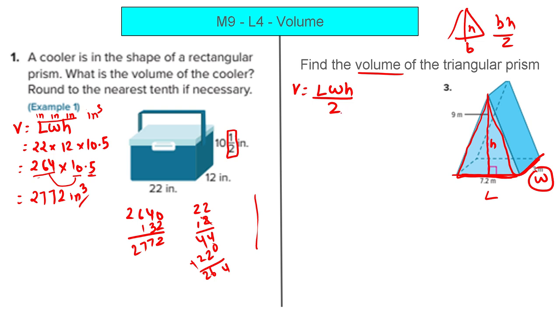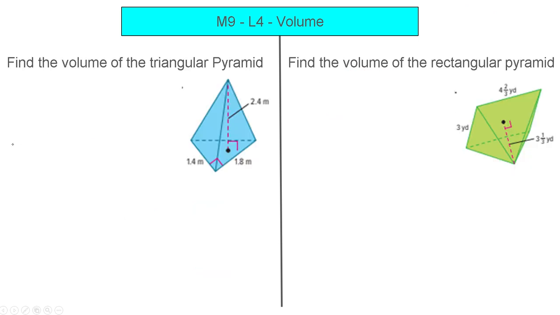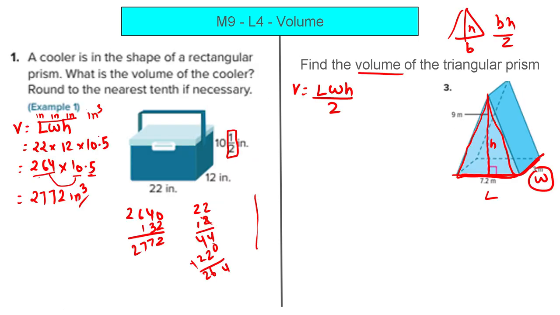Why do I ask you to remember this only? Because it will become easier for you to learn the formulas. For example, for a rectangular prism, only length multiply width multiply height. For the triangular prism, length multiply width multiply height divided by 2. You just have to remember, I have to divide by 2. Now what is the length, width, height?